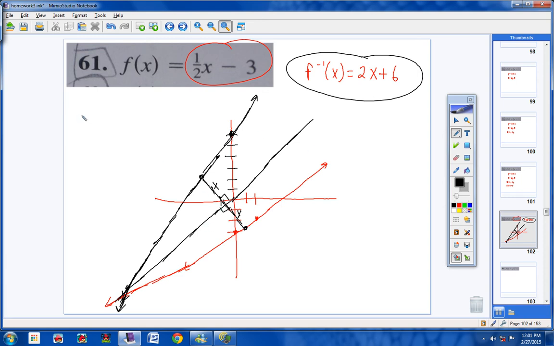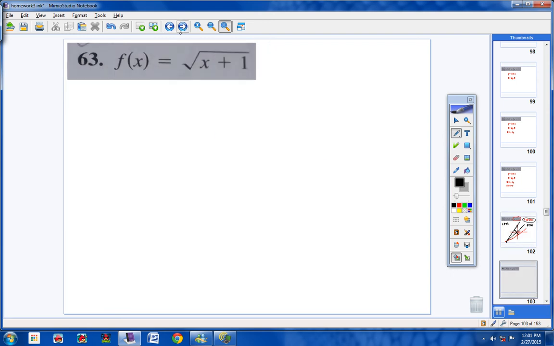There is no way I'm going to go through and do all this again, students. F of f inverse of x, you don't need to do that. And then f inverse of f of x, we just did two of those. But I want you to see the picture of it, the graph of it. Alright, now let's take a look at number 63.